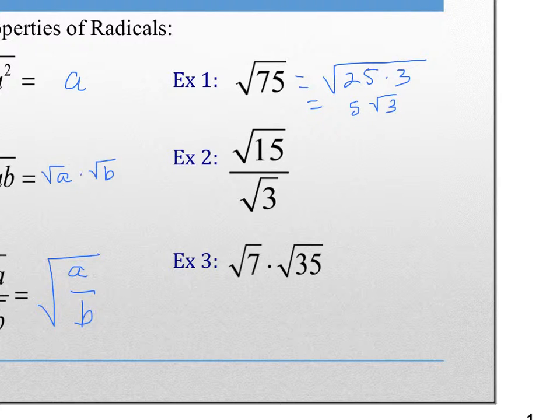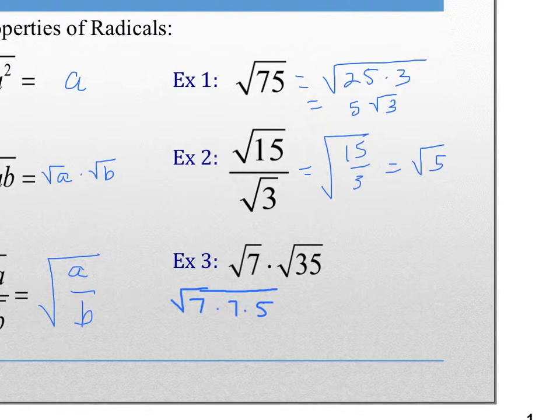Example 2, we can't have a denominator that's irrational. However, 3 will divide into 15. So you've got 15 divided by 3, which is the square root of 5. And then the last one, we're going to reduce 7 times 35. Now you can multiply 7 and 35, but I'm going to put this all under one radical. 35 is 7 times 5, and what we have, two 7s, equals 7 root 5.